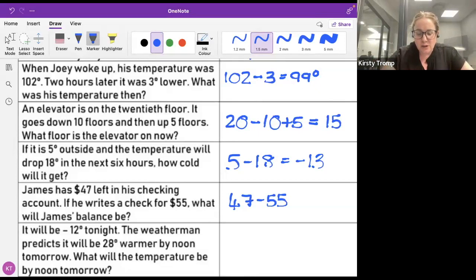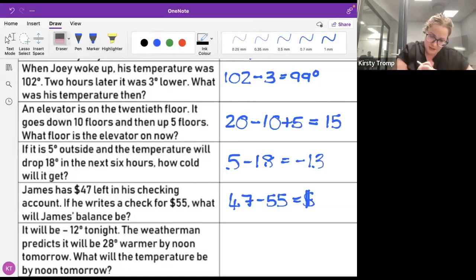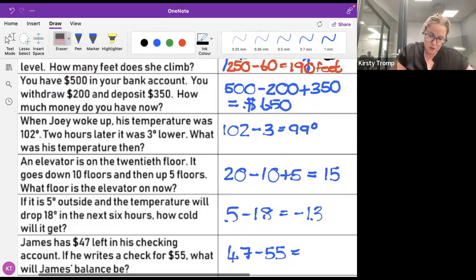All right, Kolofelo? Ma'am, I don't understand the dollars one. You don't understand the dollars one, okay? Let's go have a look at it, Kolofelo. All right. So I just want to erase this dollars one. Okay, so you have $500 in your bank account. You withdraw. What does withdraw mean?